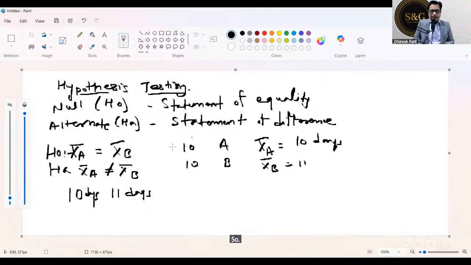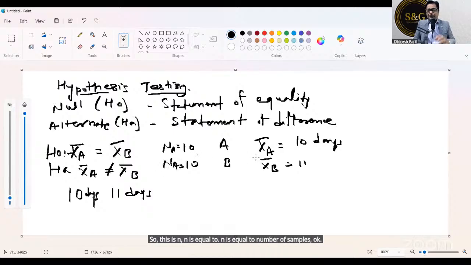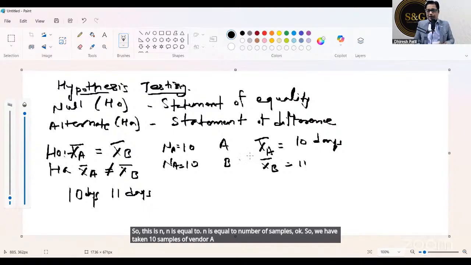So this is n. N is equal to number of samples. Okay. So we have taken 10 samples of vendor A, 10 samples of vendor B. Last 10 deliveries, the delivery time. Okay. So on an average, vendor A has delivered within 10 days. The moment you place the order, within 10 days he has delivered the material, and vendor B has delivered the material in 11 days on an average.